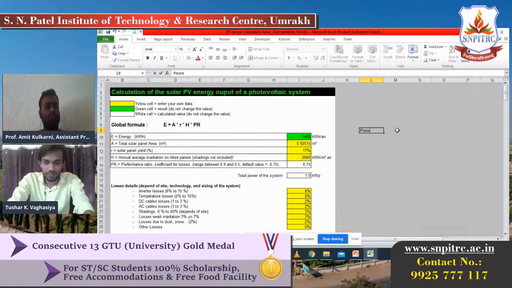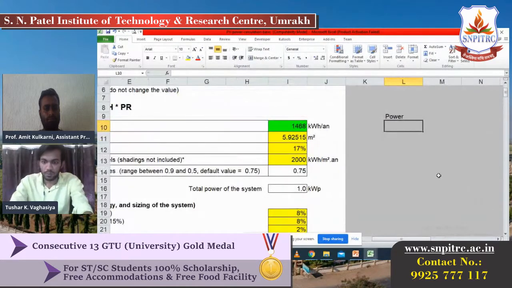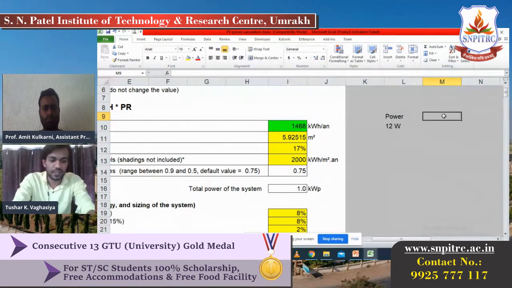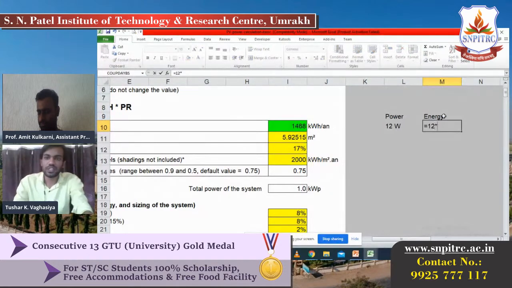Let me zoom in. Suppose there is a 14 watt LED. Suppose at your home, nowadays it's a 12 watt LED, that is called power, right? Energy means if your 12 watt LED is running for 5 hours, it's 60 watt hour, which is the energy. So here is the difference between power and energy.